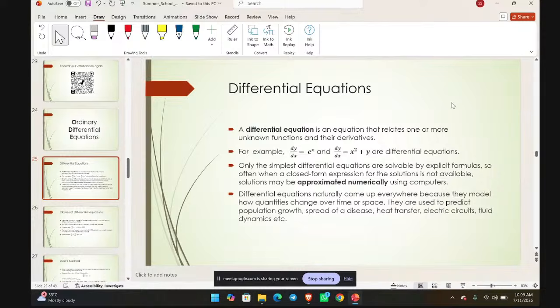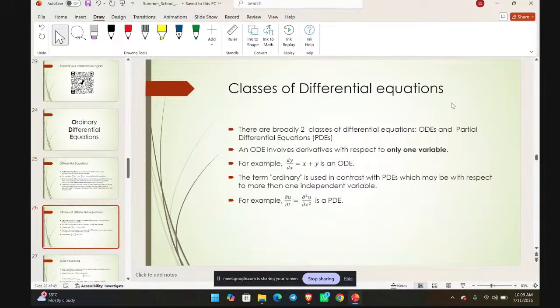There are problems in real life, like when we are solving electric circuits and using heat transfer, where differential equations come up. So they are naturally occurring equations. That's the idea behind differential equations. So let us see how to solve them numerically. Let's look at the classes of differential equations.